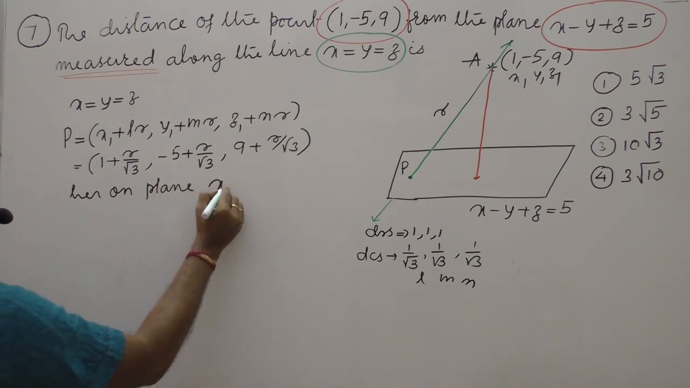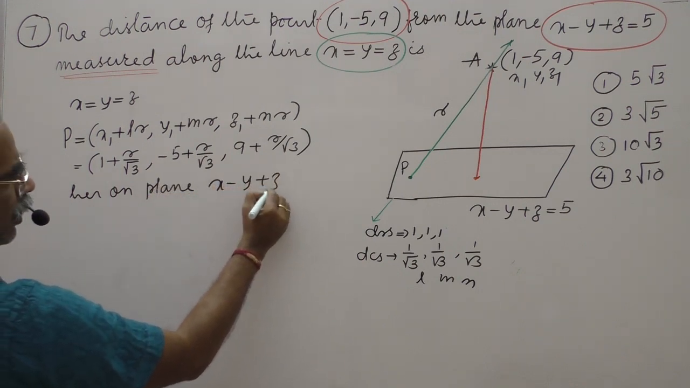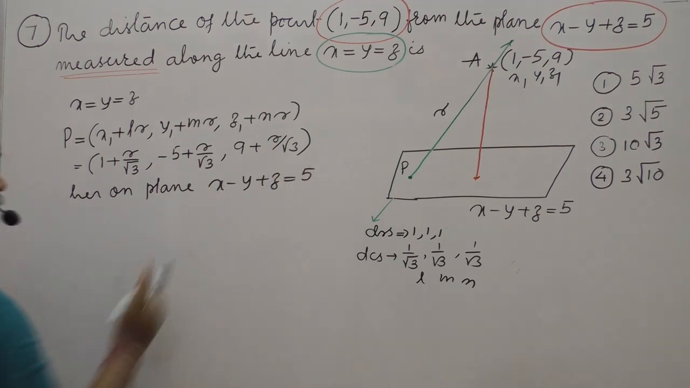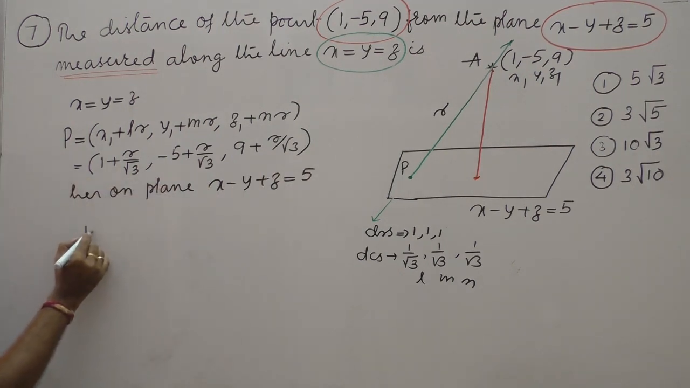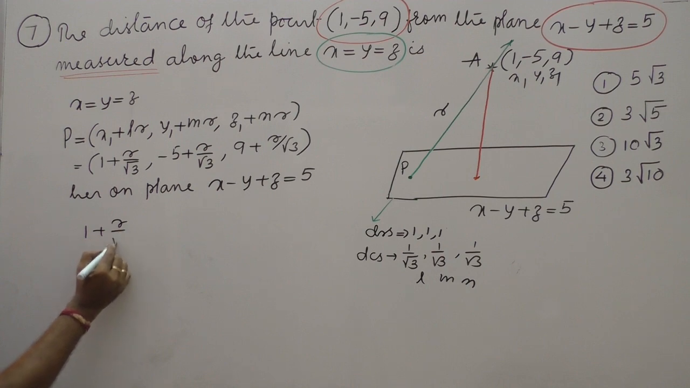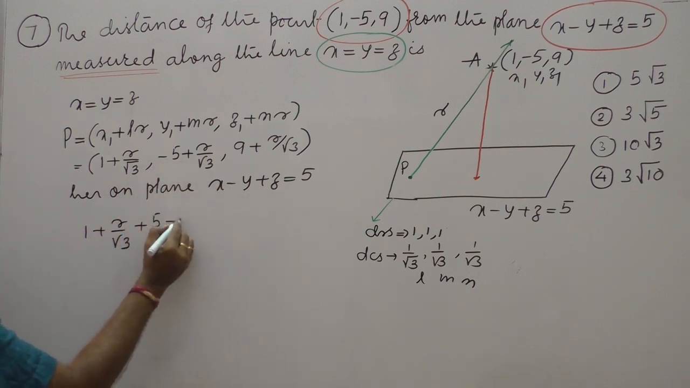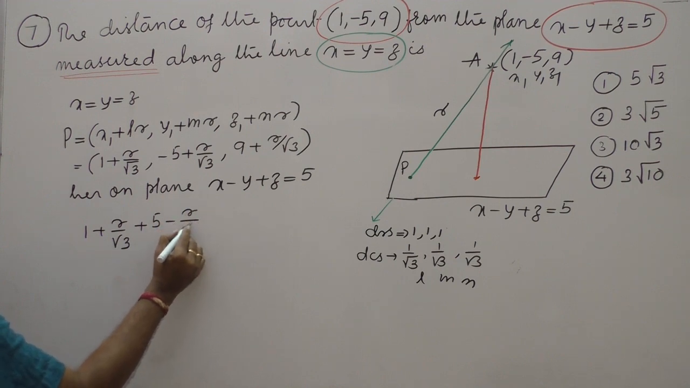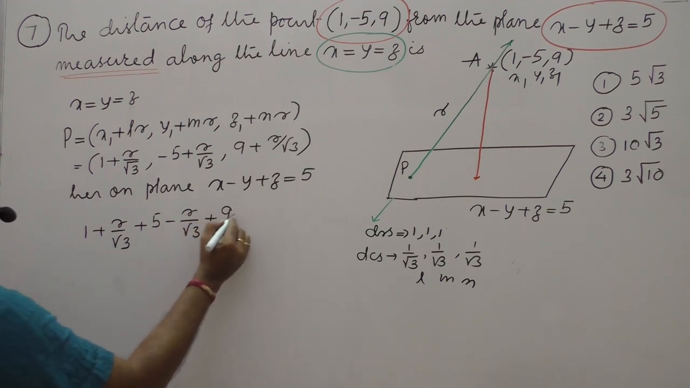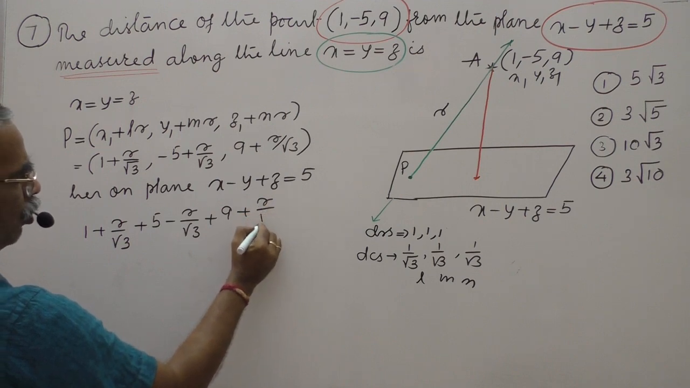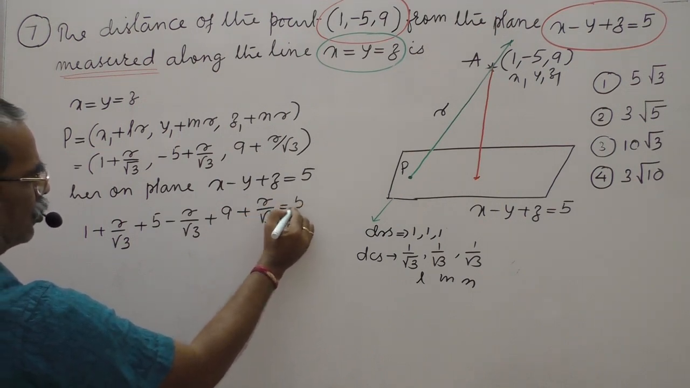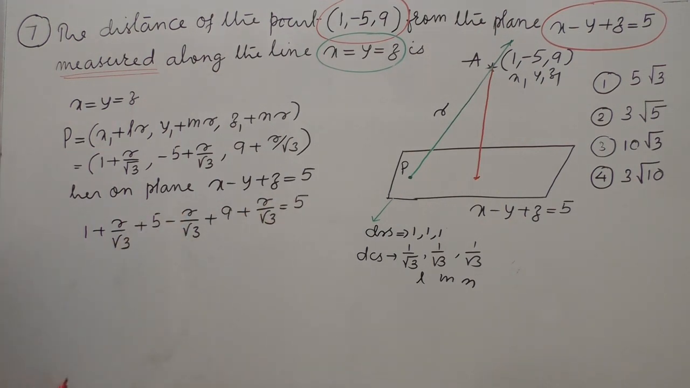What is the plane equation? x minus y plus z is equal to 5. Therefore it has to satisfy. Substitute. If I write here minus into minus plus 5 minus r by root 3, and z is 9 plus r by root 3, is equal to 5. I can cancel minus r by root 3 and plus r by root 3.